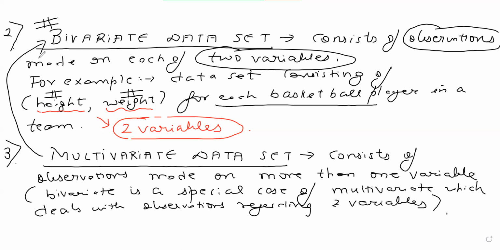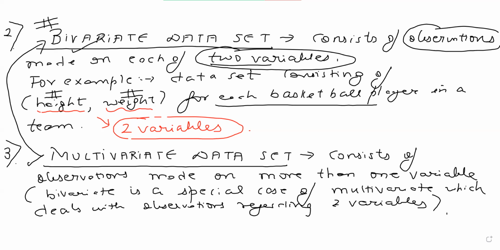That means if I sum up, when you are dealing with observations regarding one variable, that's univariate. When you are dealing with observations regarding two or more than two variables, that's multivariate. But exactly if you're dealing with only two variables, that's bivariate. So bivariate is one special case of multivariate data. Okay, so I hope that students have understood this.